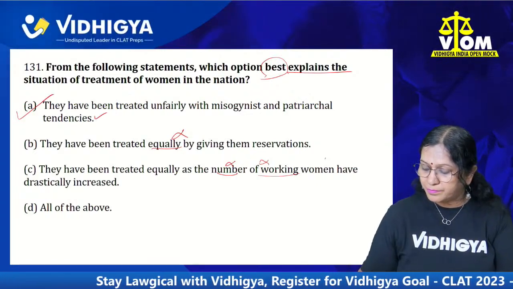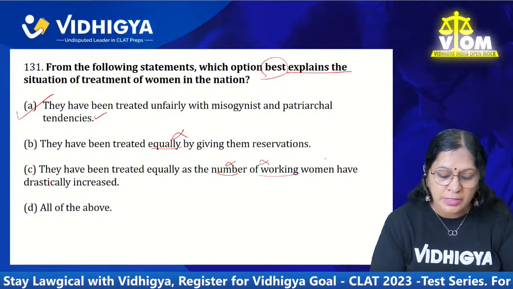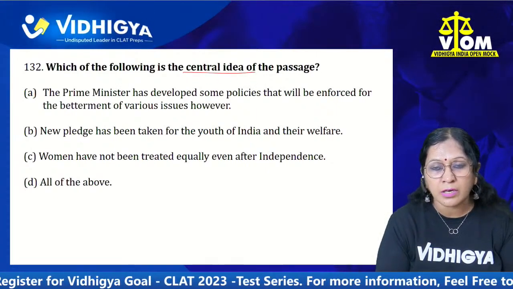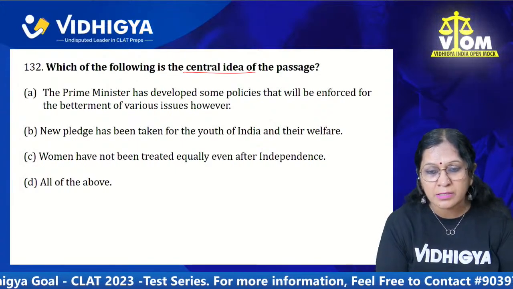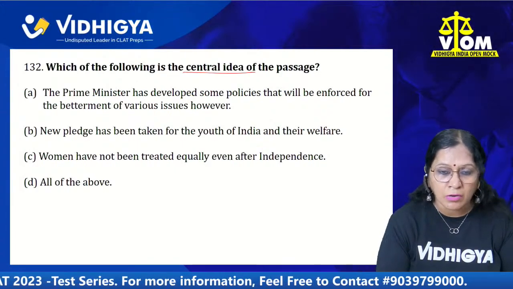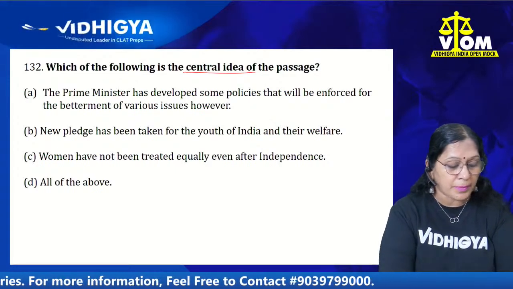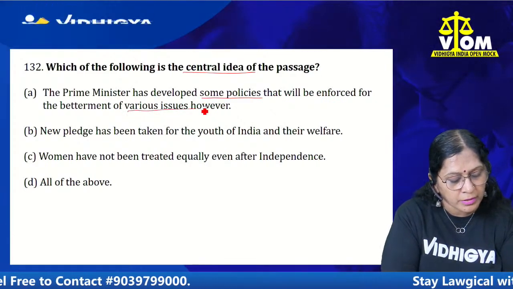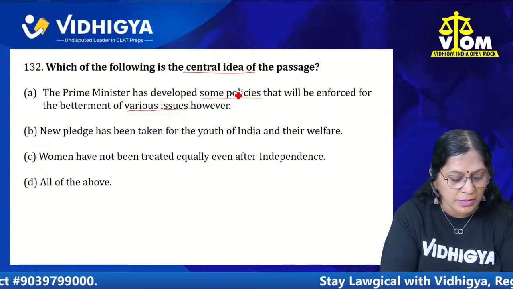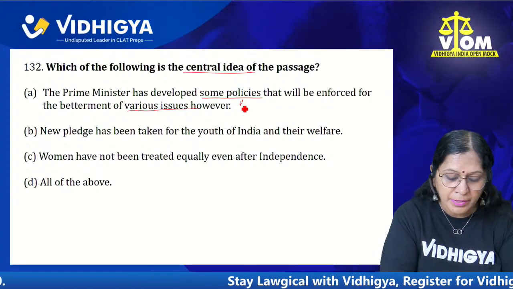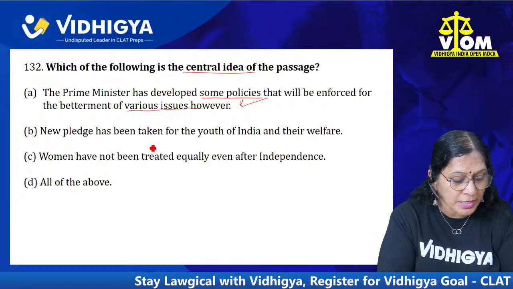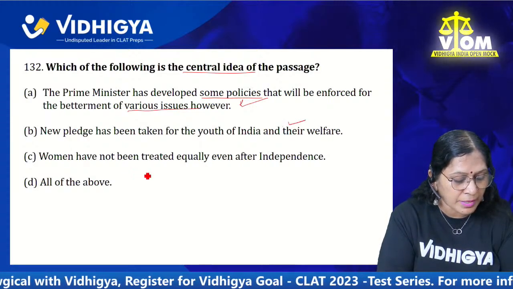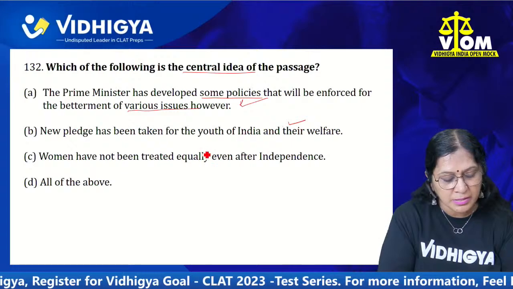Question 132. Which of the following is the central idea of the passage? Central idea would mean the thought around which the author would set his objective. So the thought around which the whole paragraph is revolving. So the Prime Minister has developed some policies that will be enforced for the betterment of various issues, however. Okay. Possibly he was coming up with all those policies, no? This can be correct. New pledge has been taken for the youth of India and their welfare. This was a Panch Pran. This is also correct. And women have not been treated equally even after independence. Yes, this is also correct.